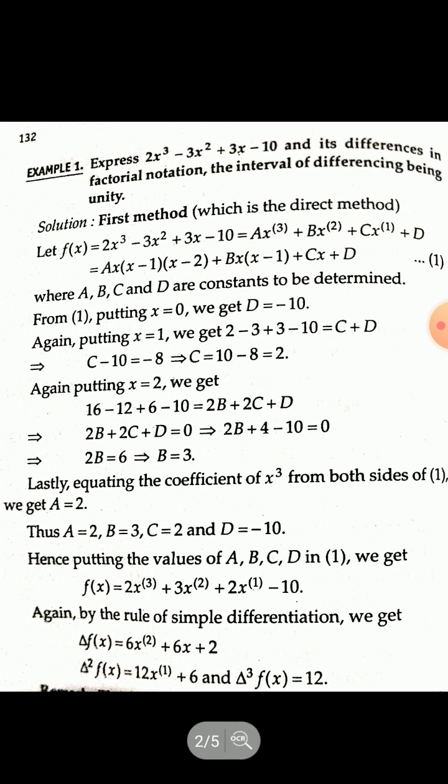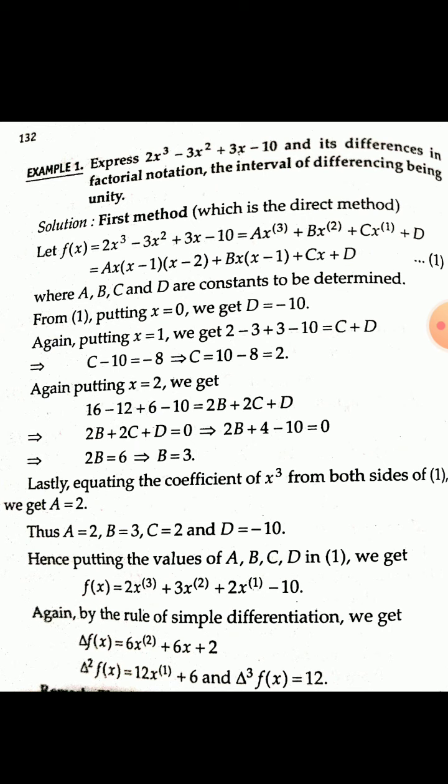Now come to the example. Express 2x cube minus 3x square plus 3x minus 10 and its differences in factorial notation, the interval of differencing being unity. That means we have to take h equal to 1. So this is the first method, or the direct method.